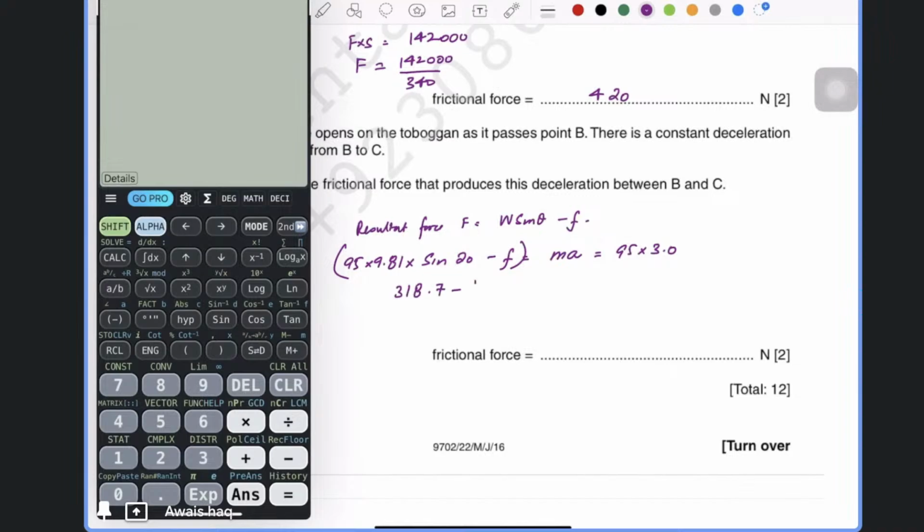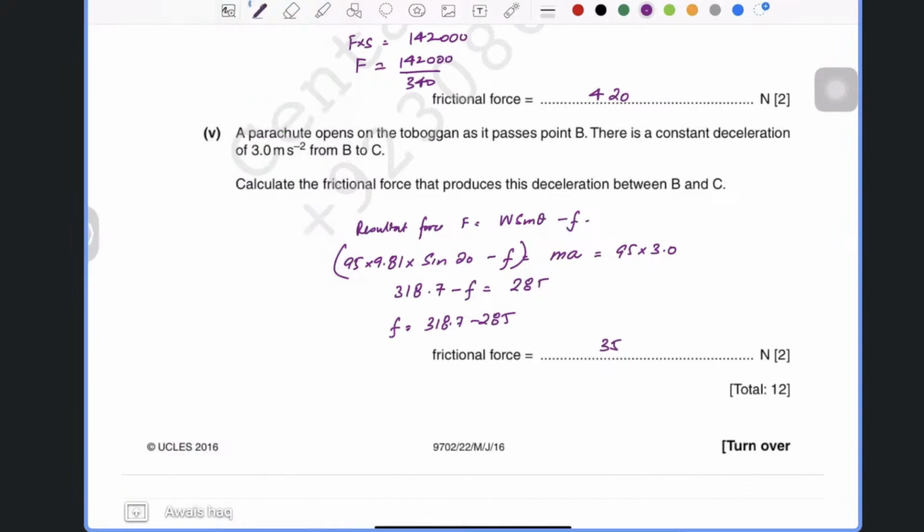318.7 minus F equals 95 multiplied by 3, which is 285. So friction will be equal to 318.7 minus 285. So almost like 320 minus 285, and that's going to be 35 newtons. Okay, have a look at this and let me know if you have a question, please.